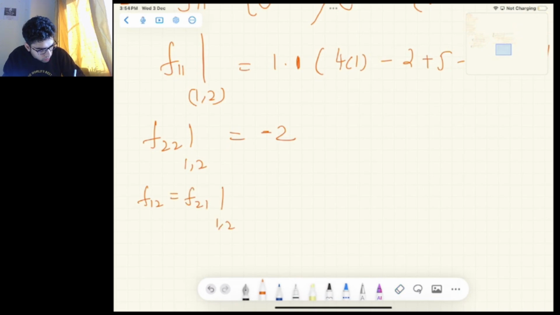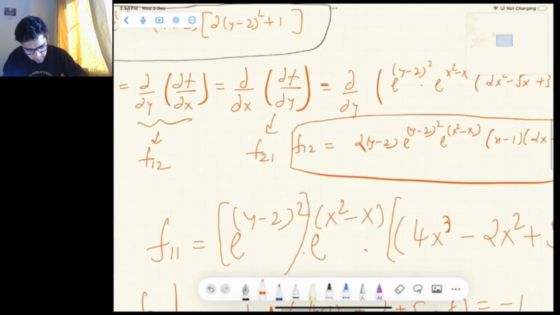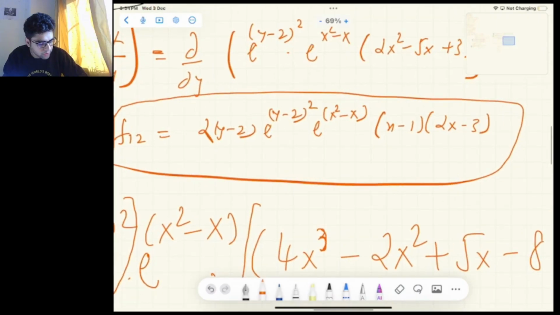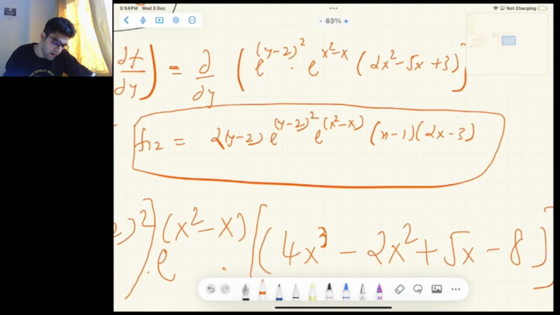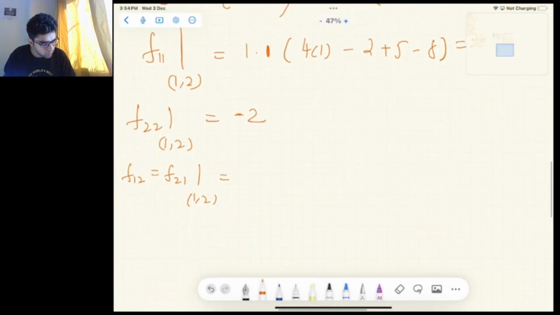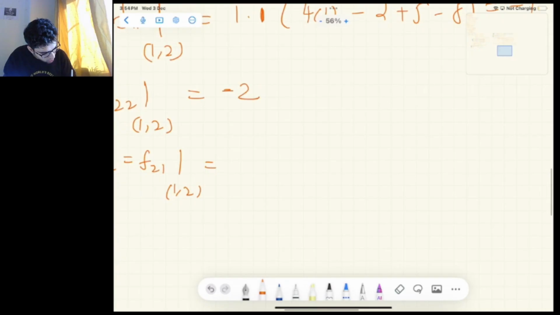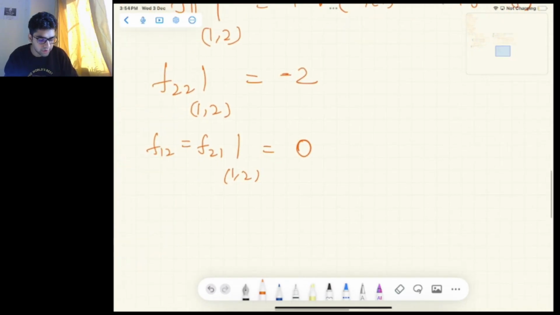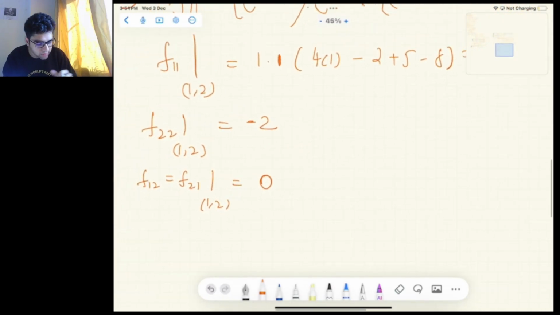And f12, which is equal to f21, at 1 comma 2, this expression becomes, if I substitute 2 here in place of y, I get 0, so this whole expression becomes 0, and if I substitute 1 also here, the whole expression becomes 0. So f12, which is equal to f21, becomes 0. Now let me apply the conditions that we learnt yesterday in the previous video.